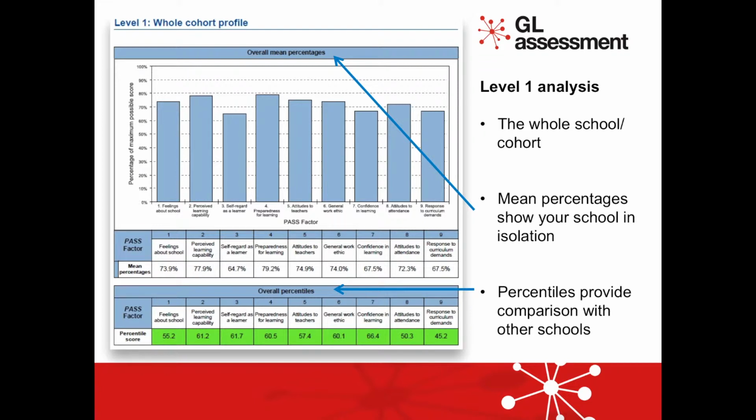Using the example shown here, the mean percentage score of feelings about school is 73.9%. This provides you with the average of how positive the attitudes of all your students are at the school. Please note, it is not saying that 73.9% of your students are happy with the school.